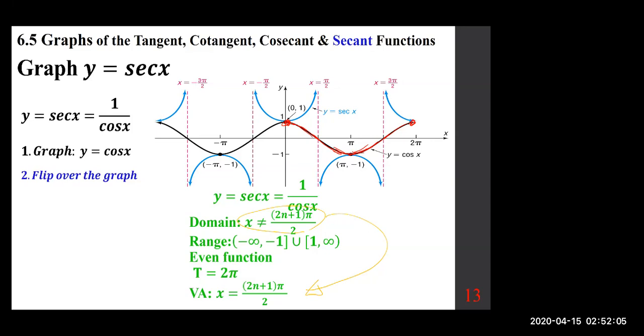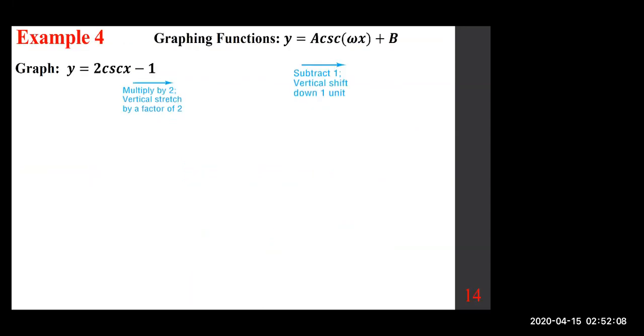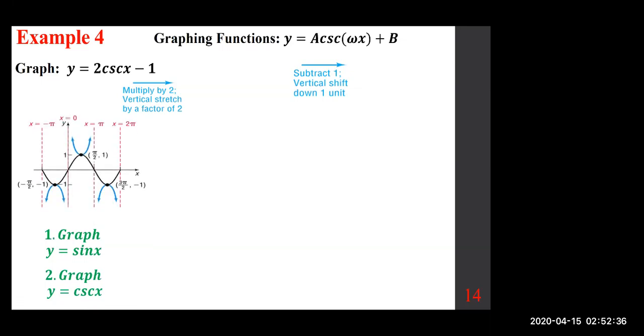So here's the next one. Just as an example, let's see what happens here, class. 2 cosecant x minus 1, okay? So the first thing we do, we completely ignore cosecant x. We graph sine x, okay? So we graph sine x, we flip it over, and it looks like this.